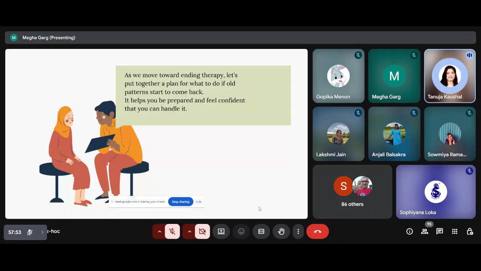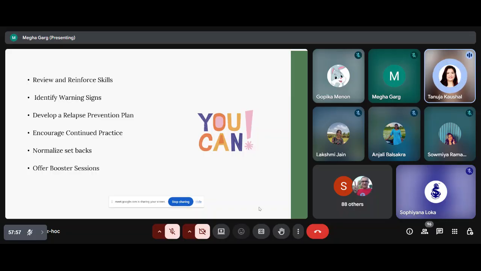So you review and reinforce the skills. In relapse prevention, you revise from beginning till now. What were the homeworks? Where are they in terms of each homework? Are they doing journaling? How often? How often have you prescribed and how often are they able to do? And is it adequate? Are they doing deep breathing?